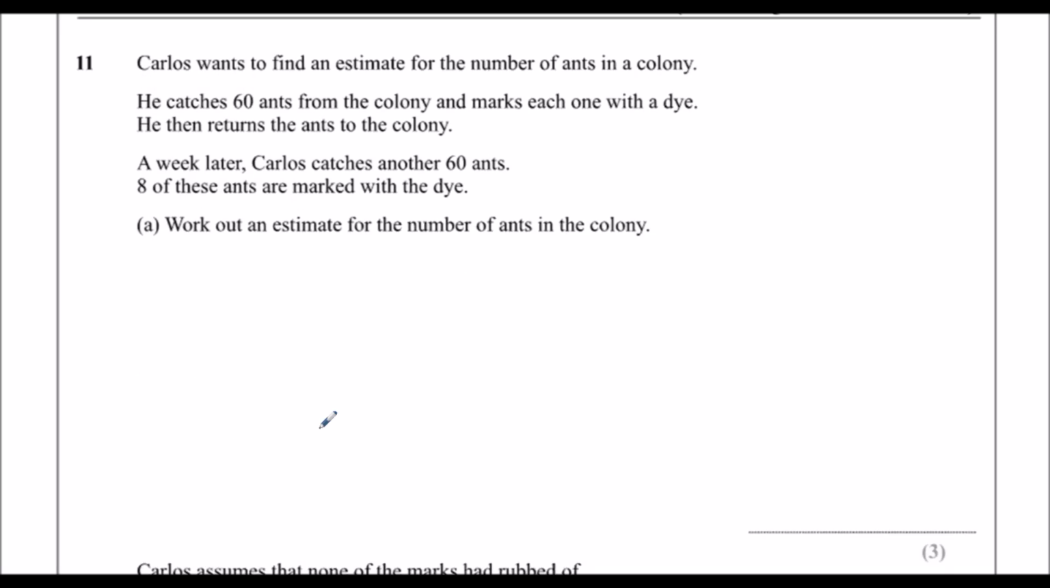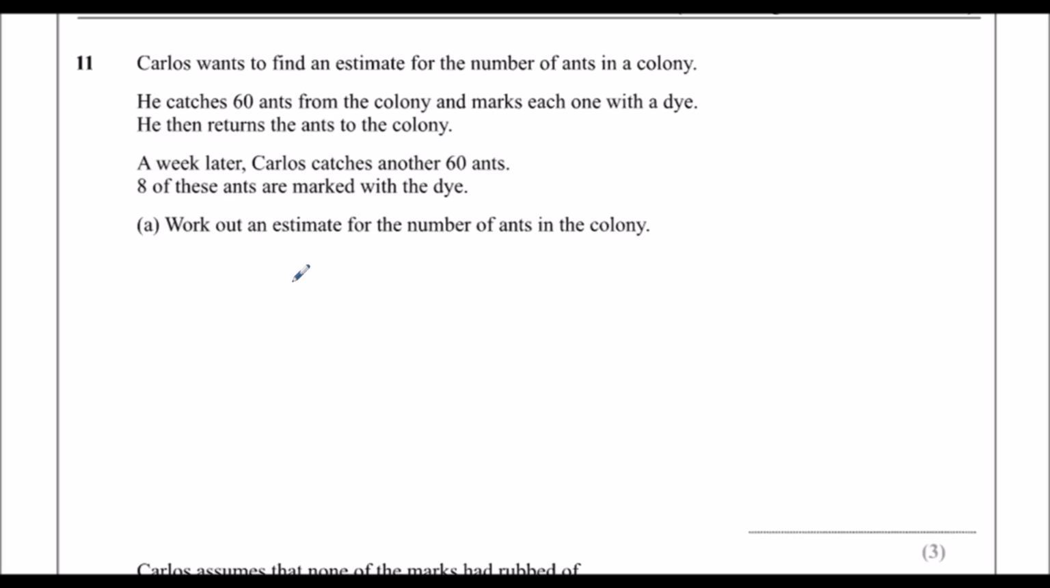Question 11. Carlos wants to find an estimate for the number of ants in a colony. He catches 60 ants from the colony and marks each one with dye. He then returns the ants to the colony. A week later, Carlos catches another 60 ants. 8 of these ants are marked with the dye. Work out an estimate for the number of ants in the colony. So this is our capture-recapture question, and it's an equivalent fractions question.